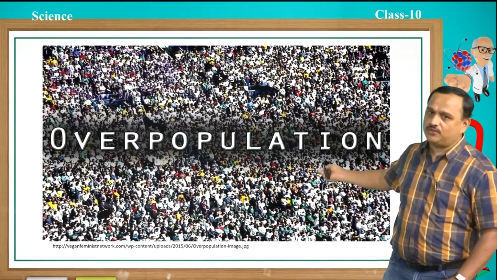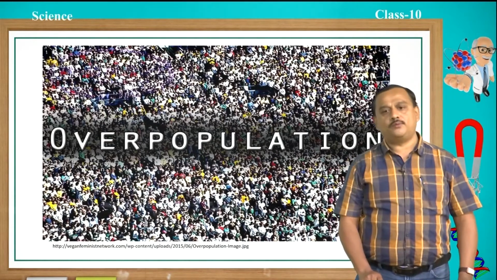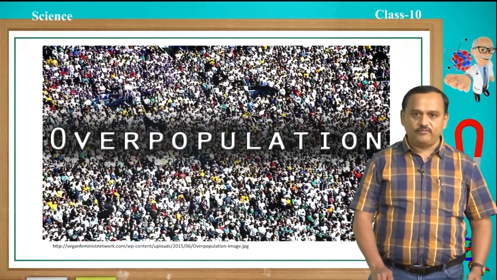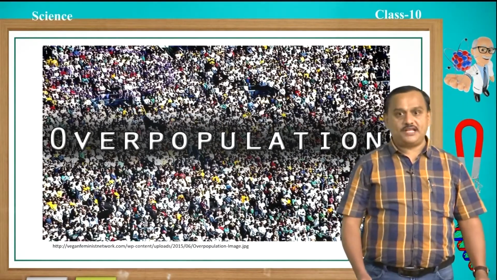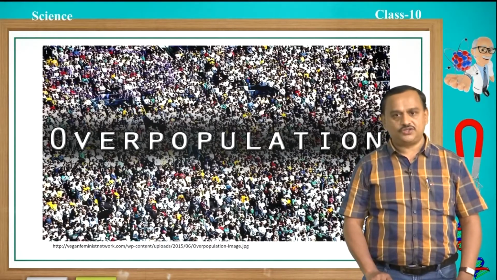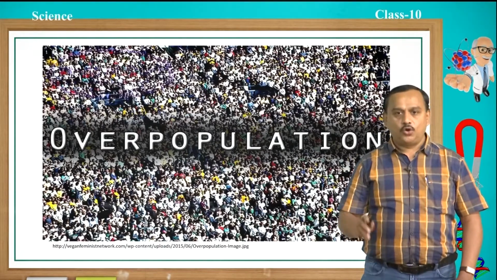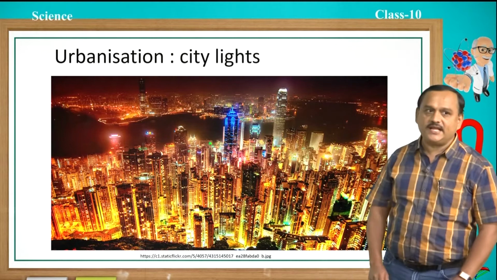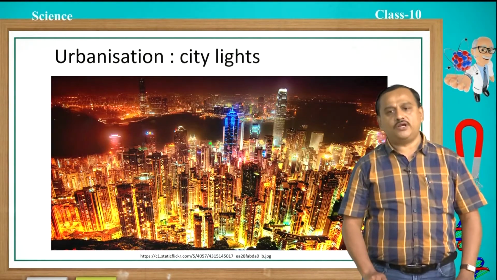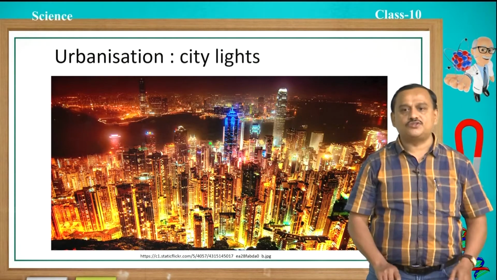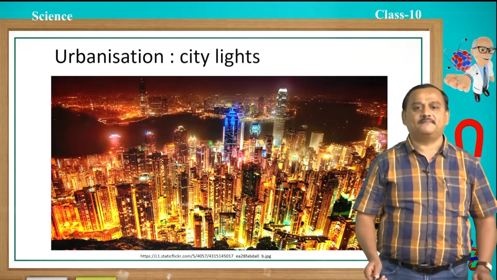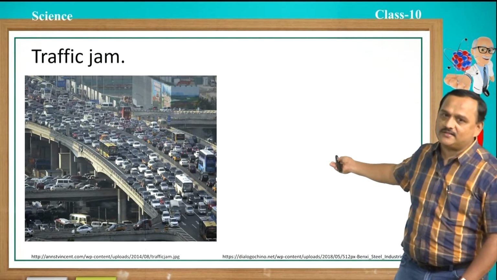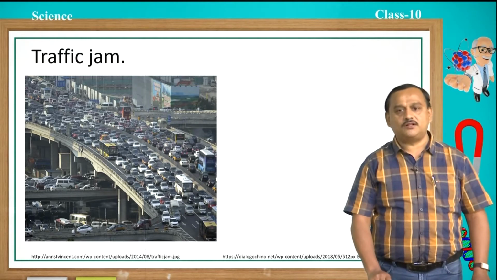Look at this picture. Overpopulation. Due to overpopulation, we require a lot of energy to fulfill their needs, and now the world population is 7.7 billion, and it is increasing at the rate of 2.5% per year. And look at this urbanization, city lights. You can just imagine how enormous an amount of energy is being used to light this city. Look at this traffic jam. Oh, look at the number of cars being jammed on the flyover also.